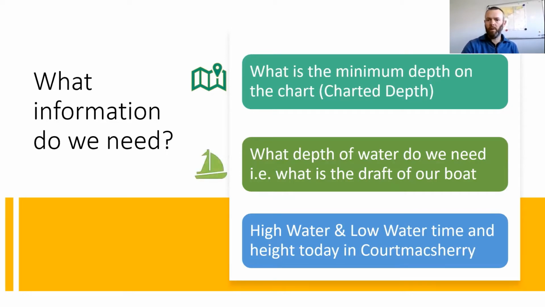Step two is more related to our own individual boat. How much water do we need? What's the draft of our boat? And step three is then to go and look at the particular times and heights of the tide for that specific day that you want to get into Cormac's. So that's reading the tide tables.